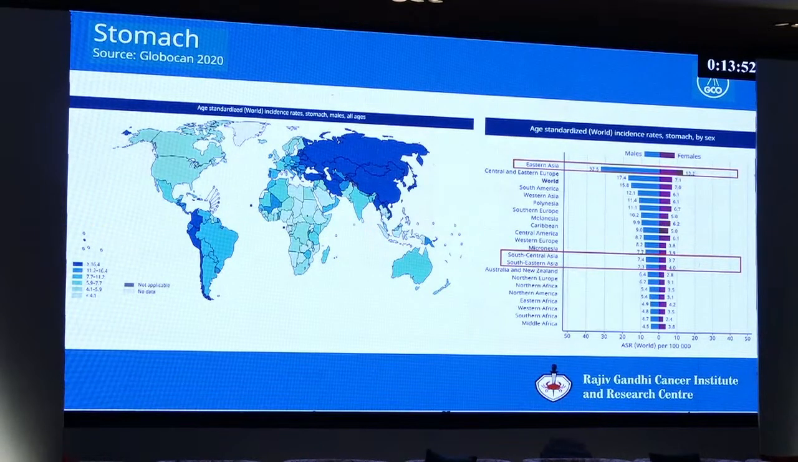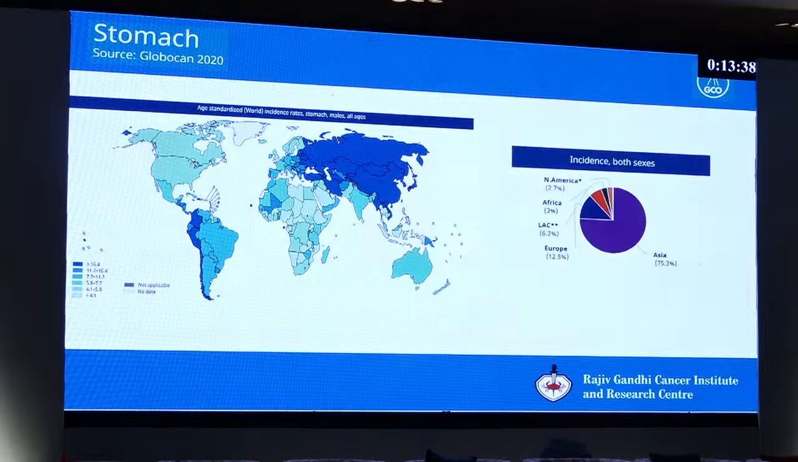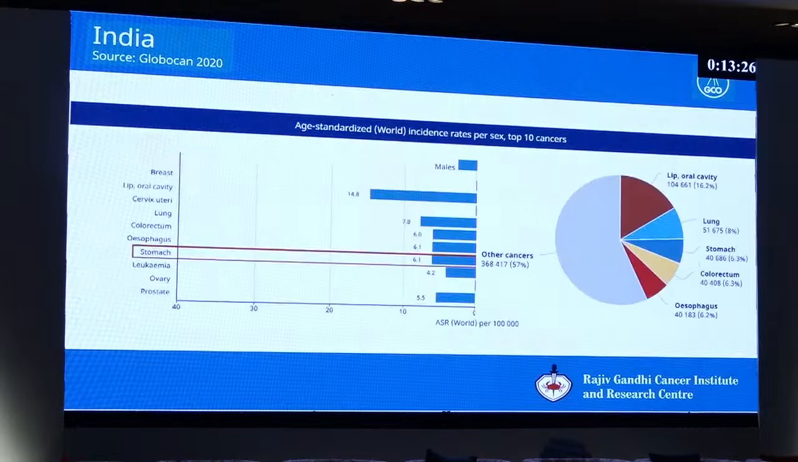of stomach cancer. Stomach cancer is primarily located in the Asian countries, the eastern part of Europe, and some parts of Latin America. Asia makes almost 75% of stomach cancer, where Europe makes around 12%. So Asia and Europe together make around 90% of stomach cancer, where North America is only 2.7%. In India, stomach cancer is somewhere around third or fourth place.